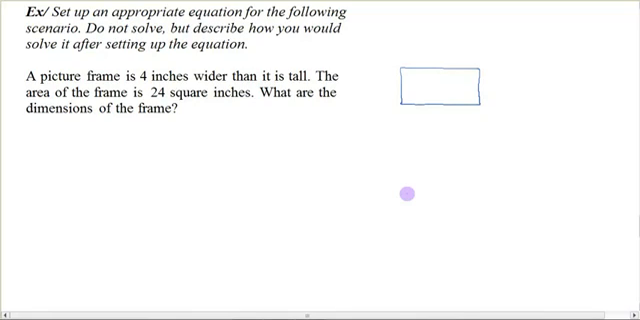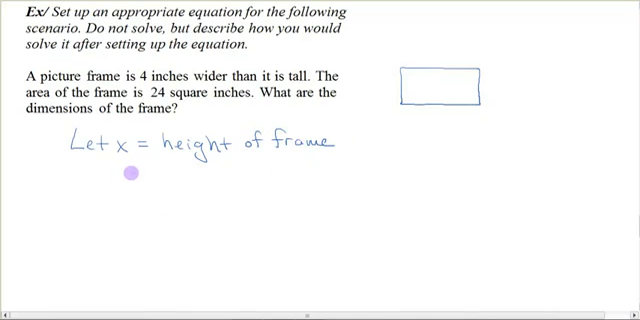Okay, we have two things going on here. We don't have just the length of a side like we had last time, where all the sides are the same. We have different sides. So in that case, we always let x equal the thing that we know the least about. We're going to let x equal, let's see, the picture frame is 4 inches wider than it is tall. We know something about the width. It's 4 inches wider than it is tall. Do we know how tall it is? We don't know anything about how tall it is. So we're going to let x equal, let's say, the height of the frame.